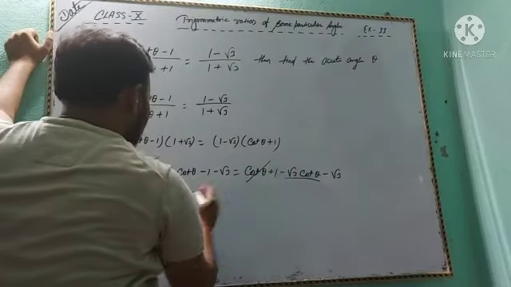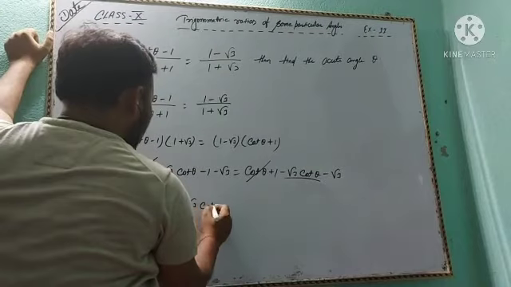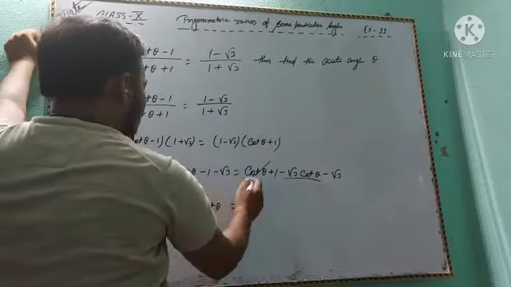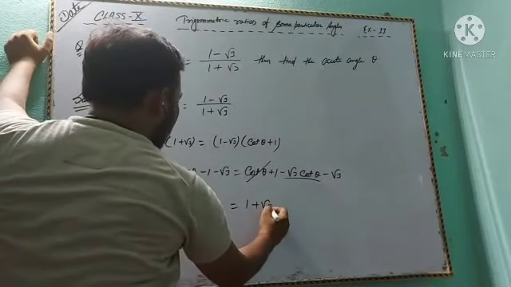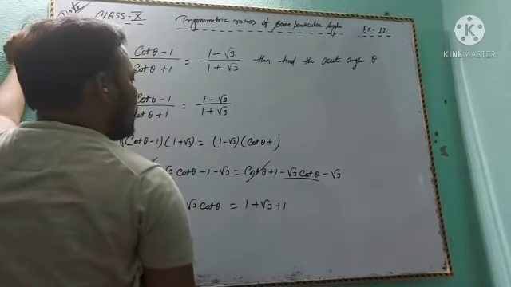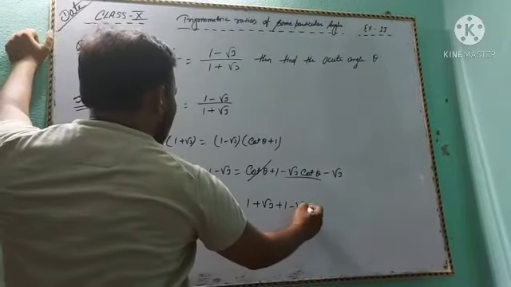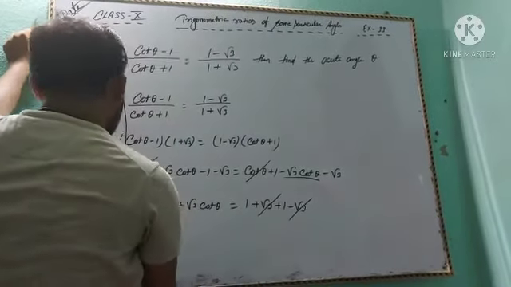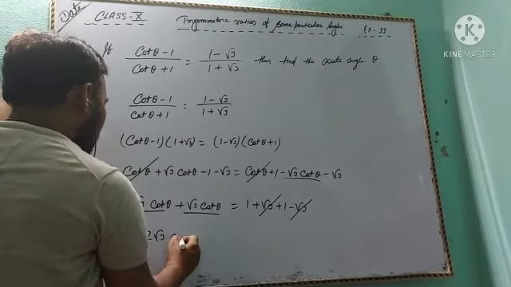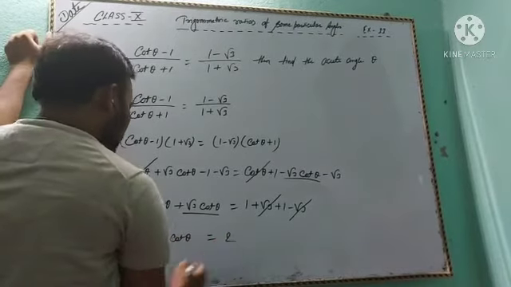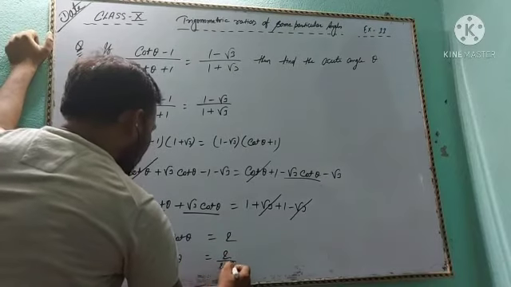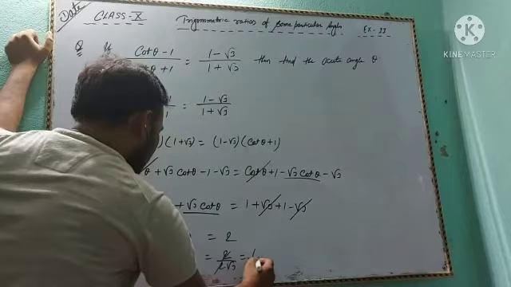and here, taking it to this side, plus root 3 cot theta is equal to 1 plus root 3 plus 1 minus root 3. So minus root 3 plus root 3 is cancelled. Here root 3 cot theta plus root 3 cot theta, 2 root 3 cot theta is equal to 2. Okay. So students, cot theta is equal to 2 by 2 root 3. 2 is cancelled. That is 1 by root 3.